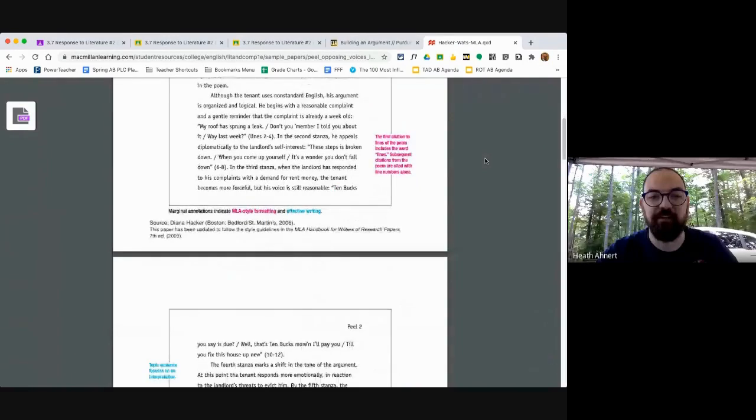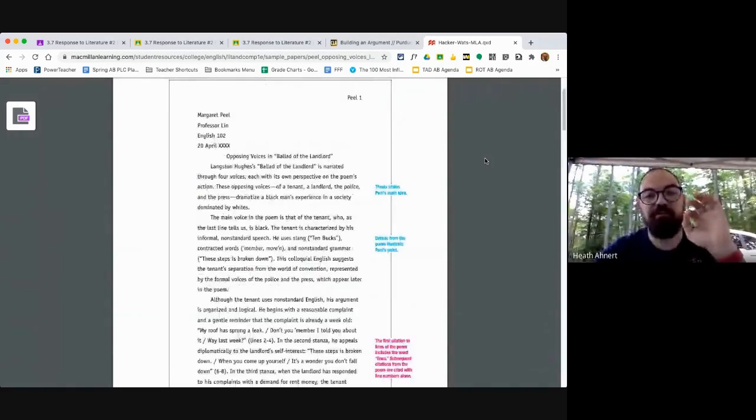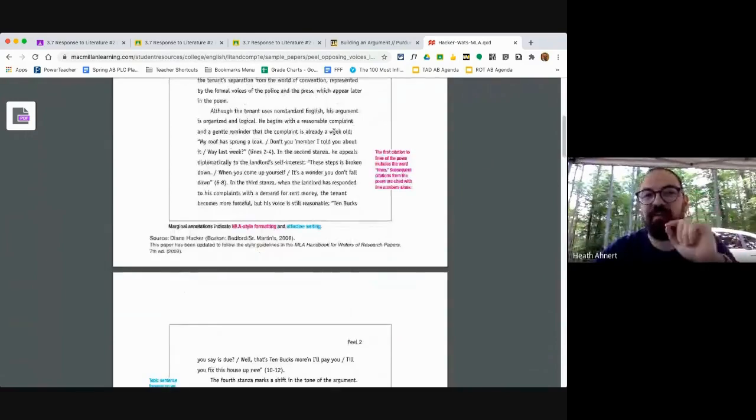Although the tenant uses non-standard English, his argument is organized and logical. Now, that has an analytical piece because the student is pointing at these aspects, that it's organized and logical. My critique here would be: what does that organization and logic accomplish? If I go back to this student's thesis, that it's going to dramatize a black man's experience, then I want some hint as to how this helps that dramatization.